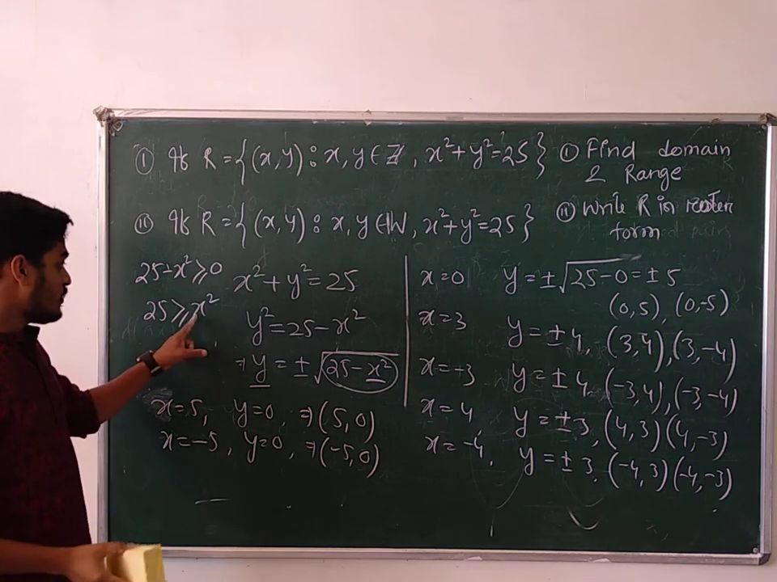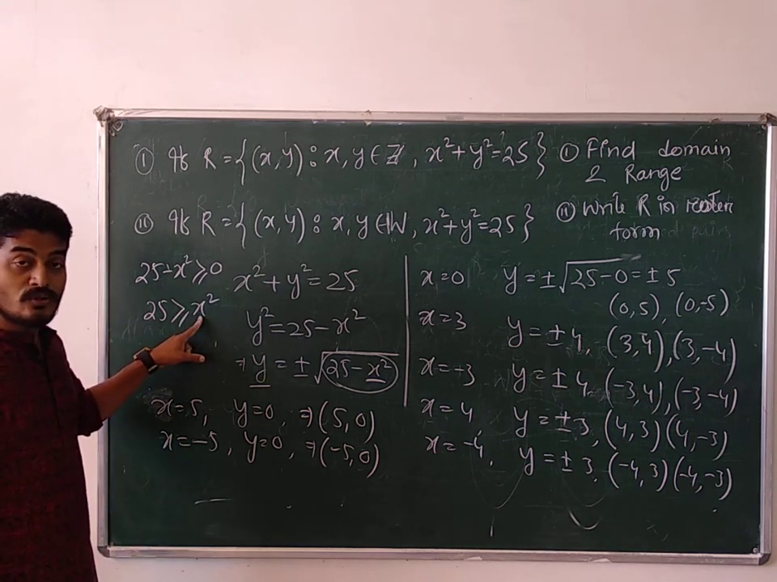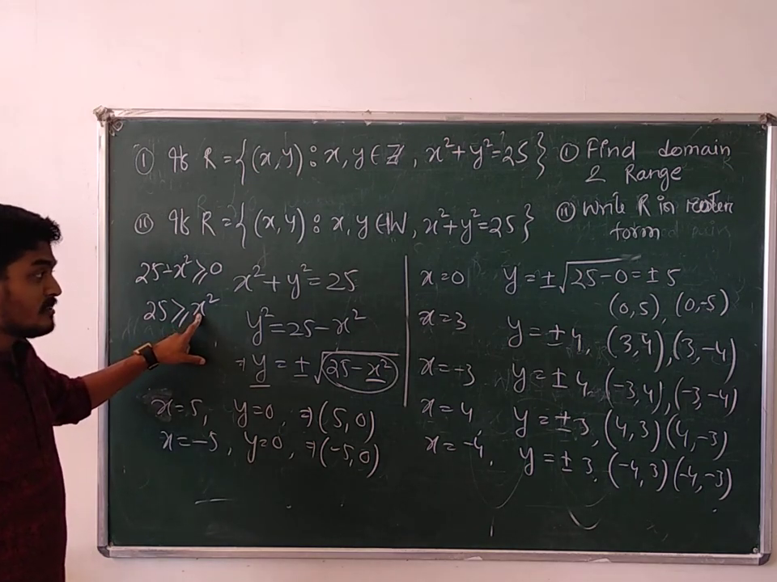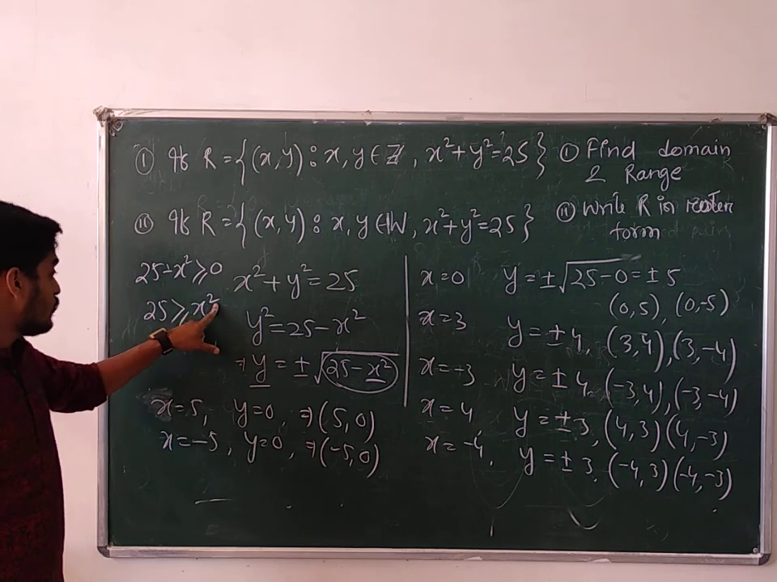That means in place of x, you can consider all those values of x, such that, in place of x, you can consider all those real numbers whose square is less than 25.